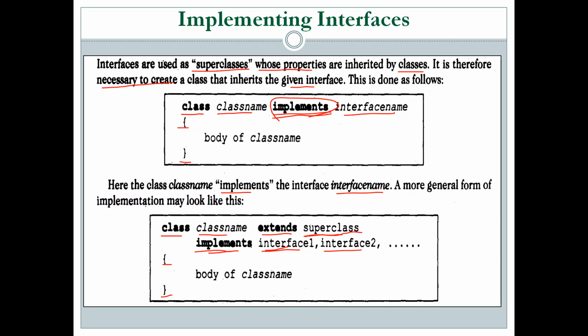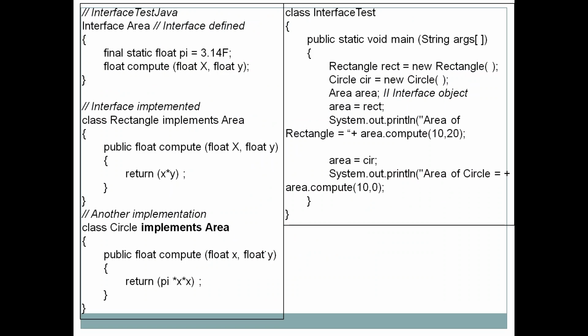Okay, this is how a class can inherit from another class as well as interfaces. Let us look at one example here. We have an interface. The name of the interface is area, and this interface defines variable pi with the value 3.14.